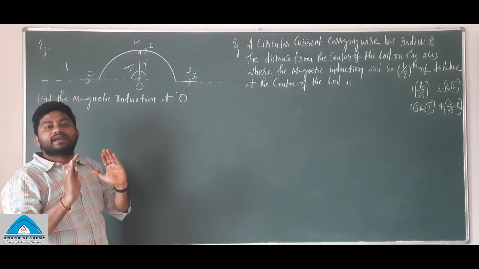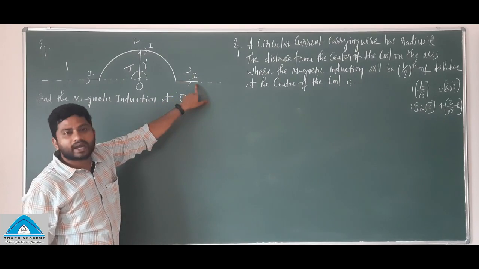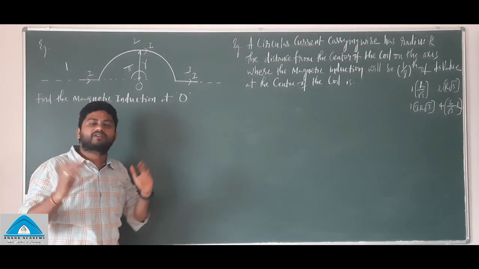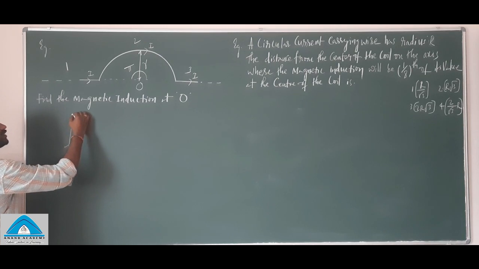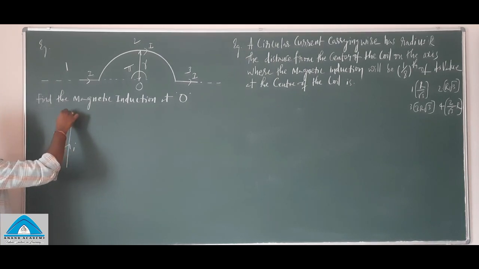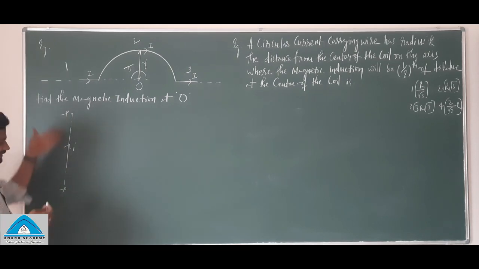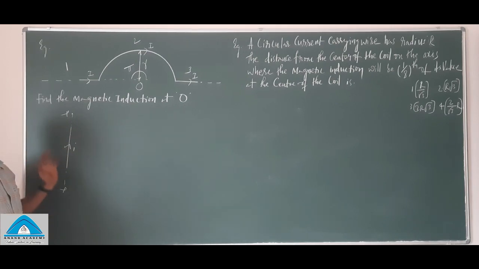Now it's clearly visible that due to this wire and due to this wire, the magnetic field at this point will be zero according to the Biot-Savart law, what we have discussed. If this is the wire through which the current I is flowing, finite or infinite, whatever it may be, if the point lies on the axis of the wire, if this is point P, or even if this is point P, the magnetic field at this point will be zero.